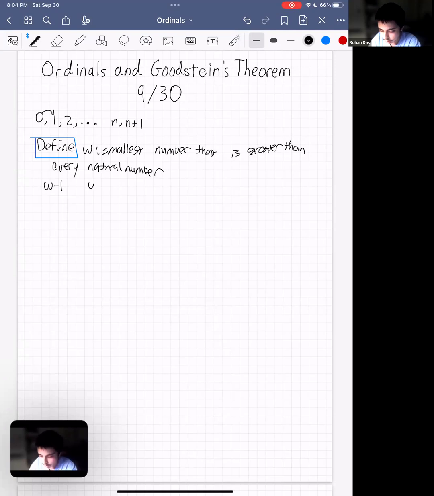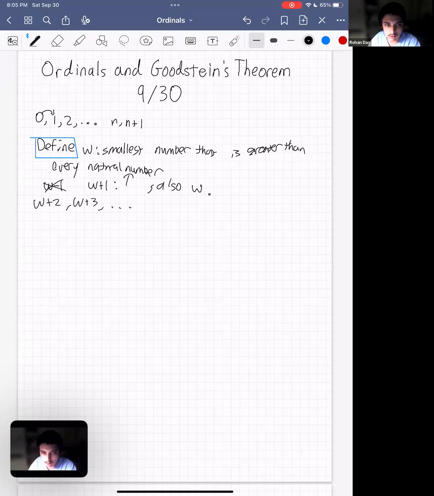But we do have omega plus 1, which we can define as the smallest number greater than every natural number, and also greater than omega. In this way, we can also define omega plus 2, omega plus 3, etc. Each one, like for example, omega plus 4, is the smallest number greater than all natural numbers, omega, omega plus 1, omega plus 2, and omega plus 3.